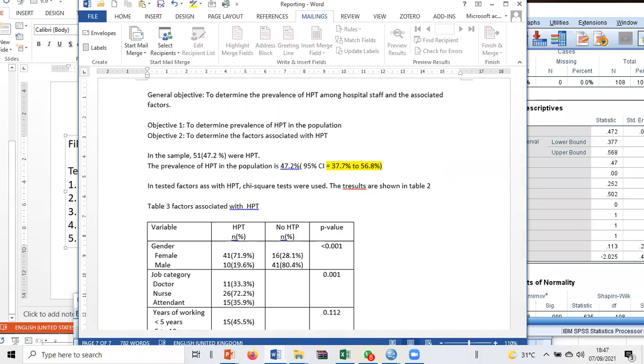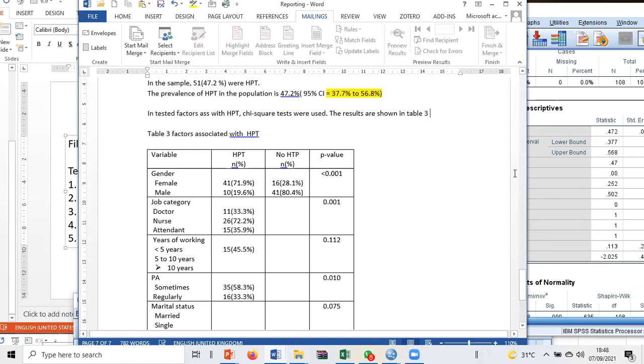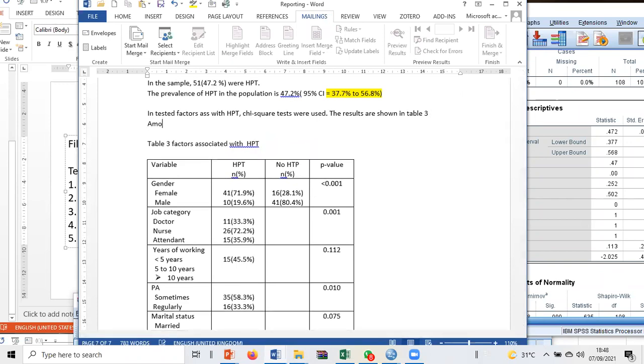Okay, let's call it table 2 or table 3. So what's the conclusion? Among the tested variables, which is significant? Gender, job category, and physical activity were significantly associated with hypertension.